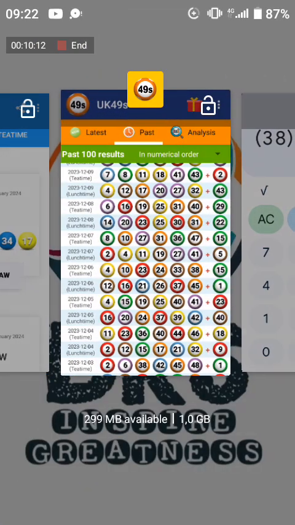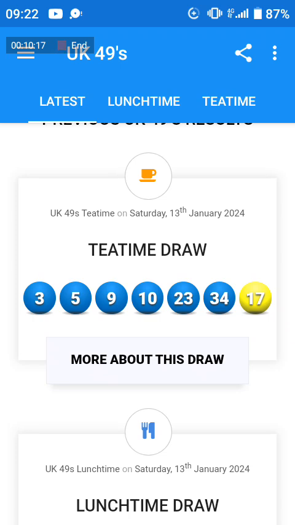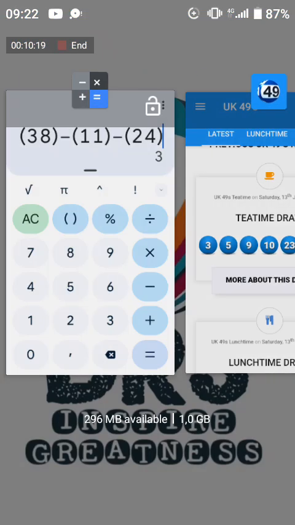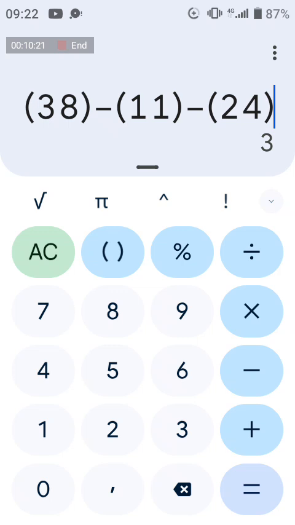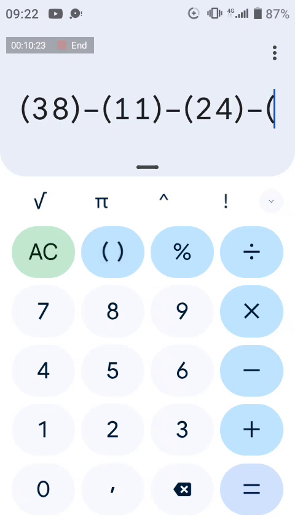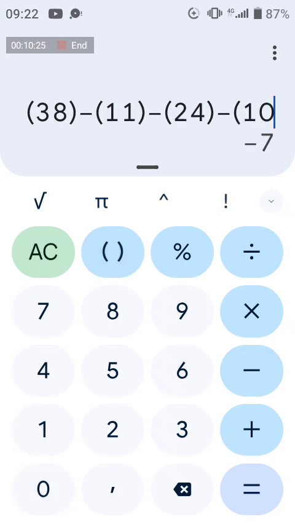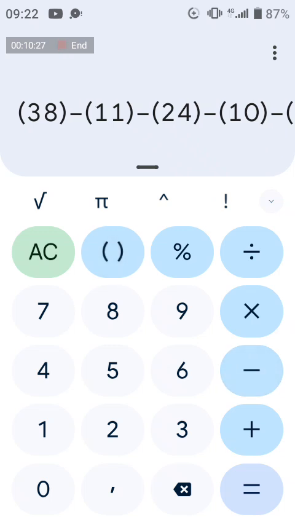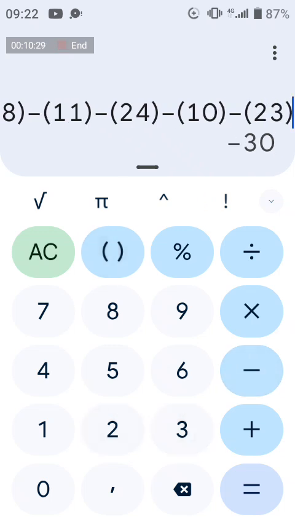But then let us go and compare what played instead of 11 and 24. What played was 10 and 23. Instead of 11 and 24, what played was 10 and 23.